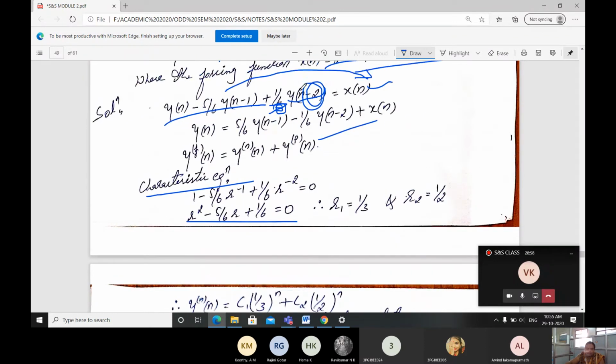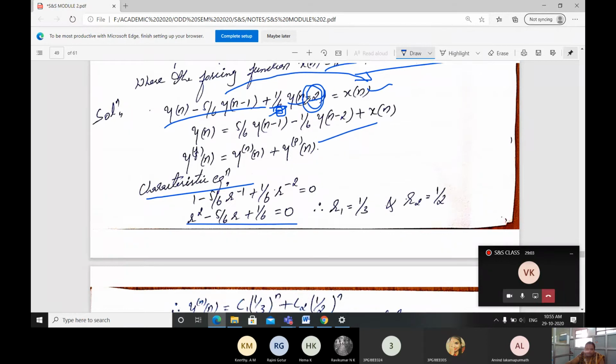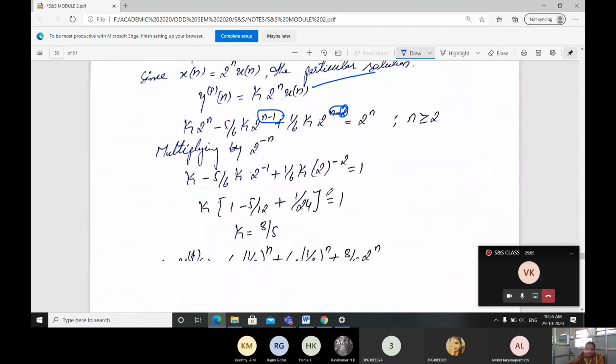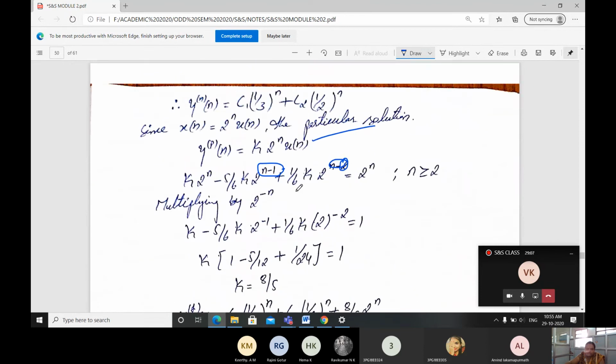1 by 6 y of n minus 2 means, here it will be 1 by 6 k into 2 raised to n minus 2, that is equal to x of n, which is only 2 power n, that you have to write here. Here the condition is n should be greater than or equal to 2 only.